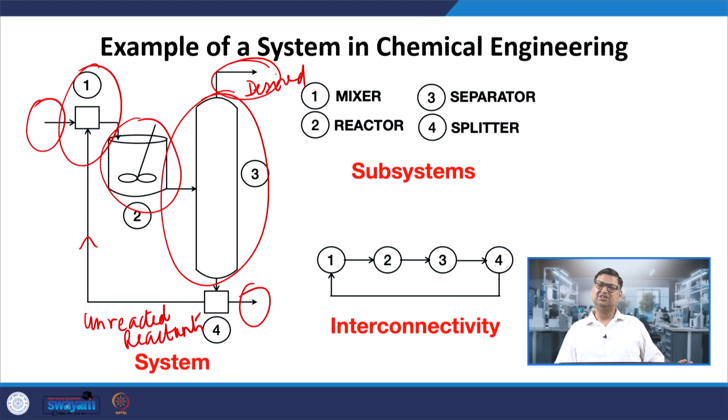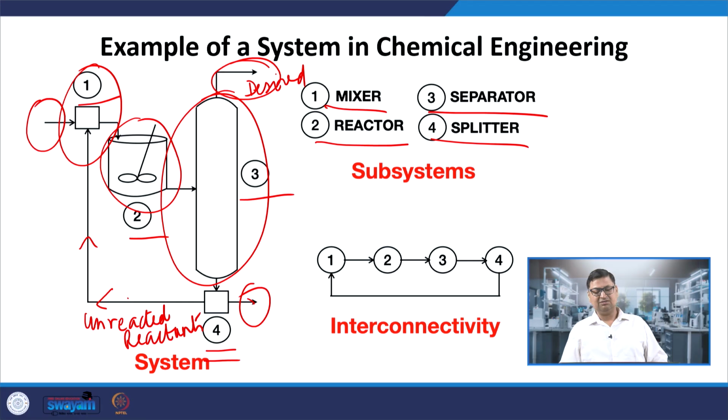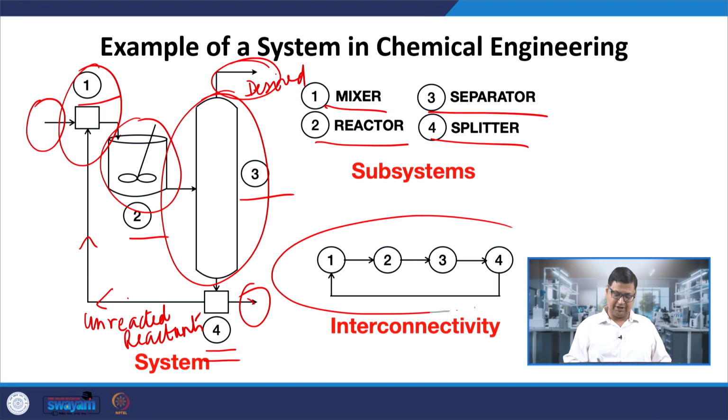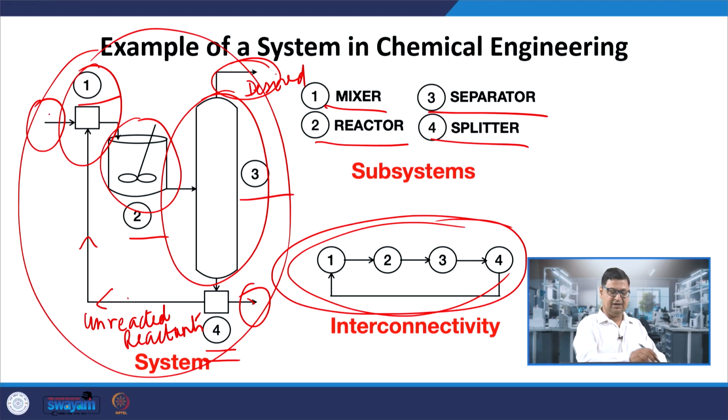So if you think about this particular system, it has four subsystems: this mixer, the reactor, the separator, and finally a splitter that separates the recycle stream, that is here, from the purge stream, right? But then just these four together do not make it up. It is also important how they are connected together, right? And the way I have drawn it here may look different from the flow sheet which I have drawn here, but it is showing the same connections if you look carefully.